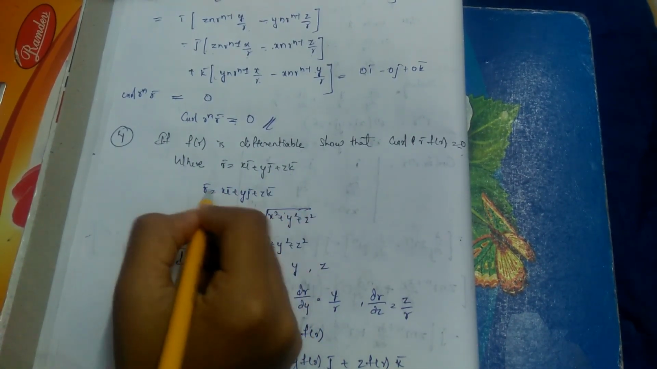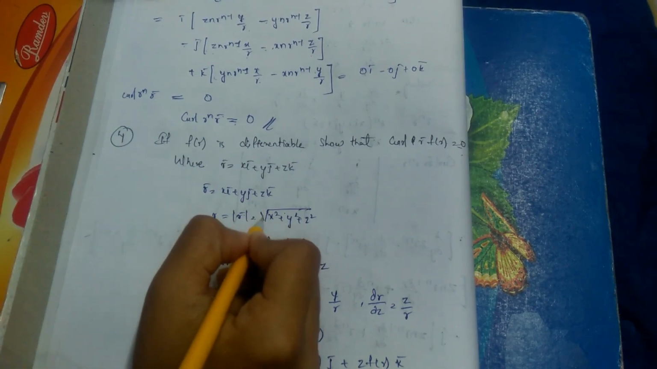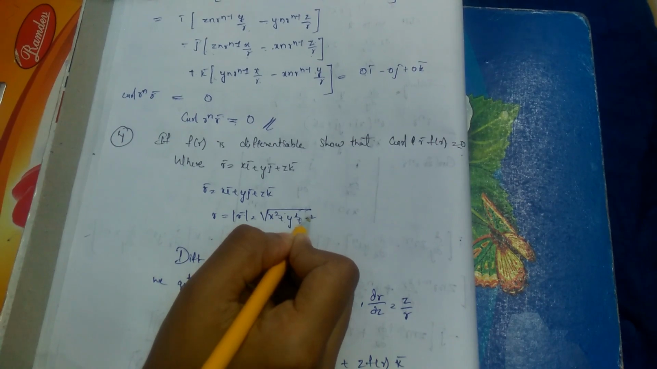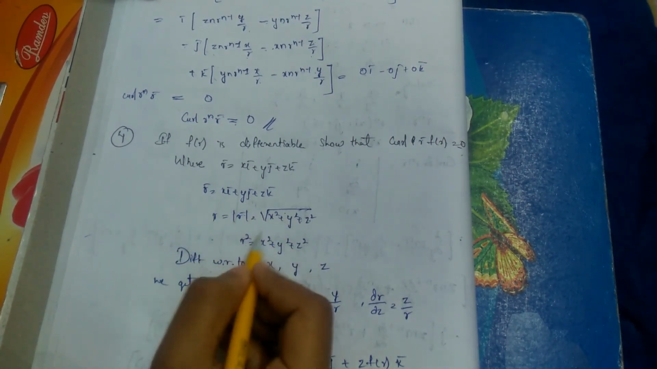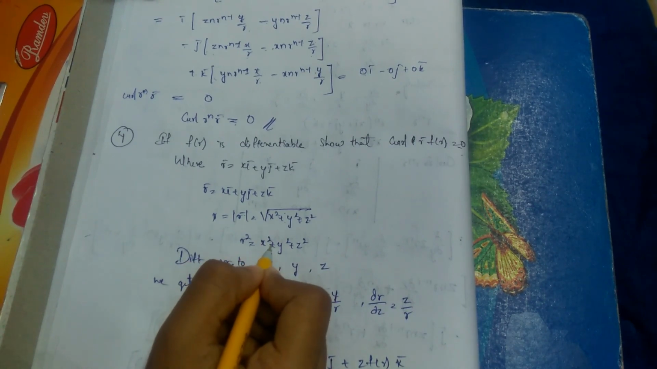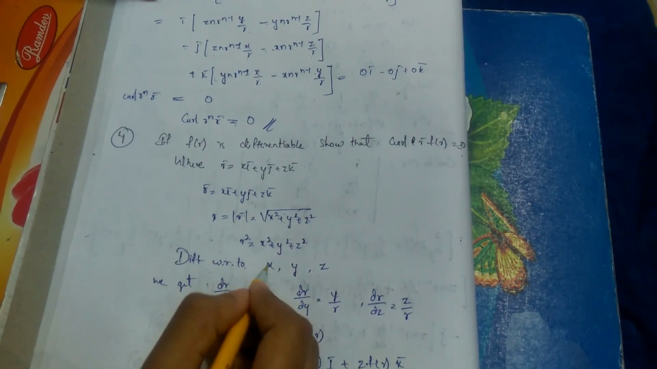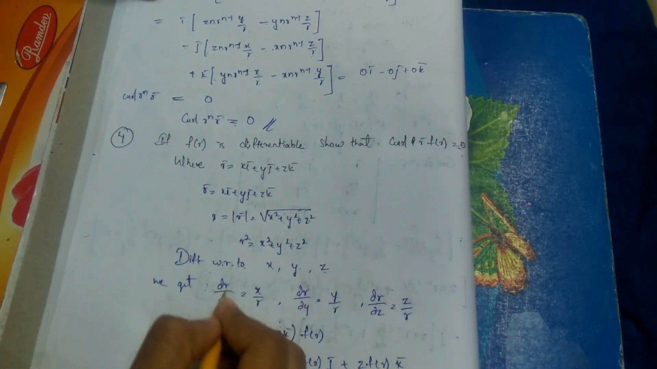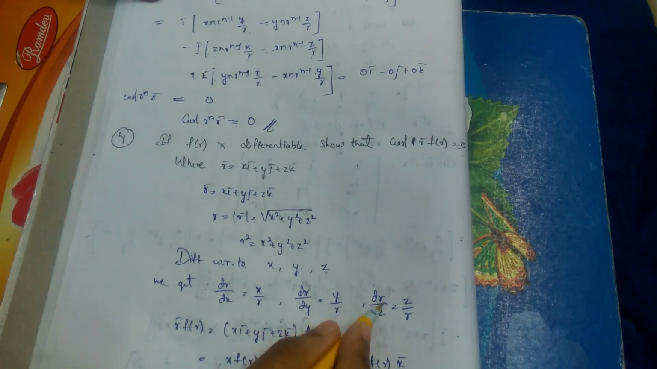And then the modulus of r bar, that is mod r bar, is equal to root of x square plus y square plus z square, which can also be written as r. Squaring on both sides, r square is equal to x square plus y square plus z square. And we have to differentiate with respect to x, y and z. So we get dou r by dou x as x by r, dou r by dou y as y by r, and dou r by dou z as z by r.